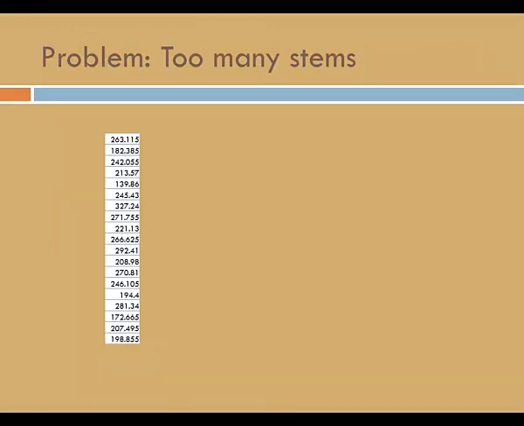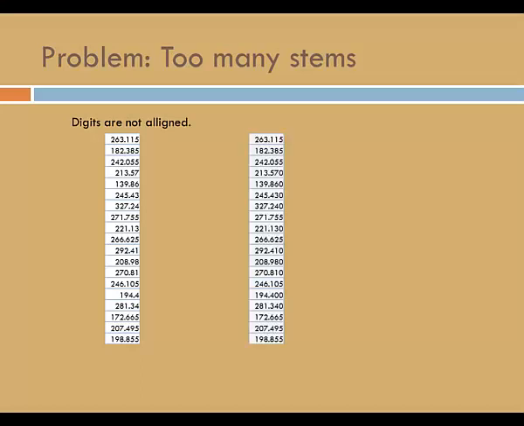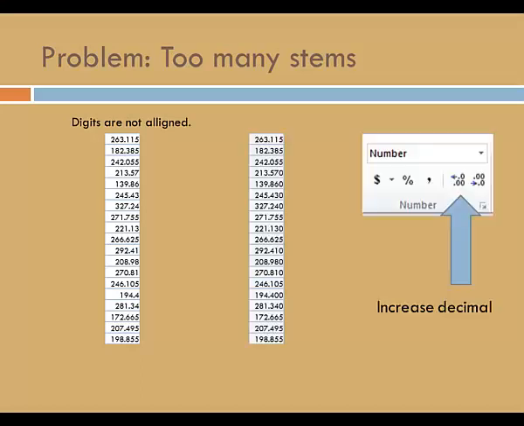Look at the data set that's on your screen. To separate our stems from leaves, we're supposed to look for the rightmost digit. The first issue here is that some of the numbers are rounded to the 100th place, while others are rounded to the 1000th place. The digits are not aligned. We can fix this easily enough in Excel by using the increase decimal button. Now everything is lined up according to digits.